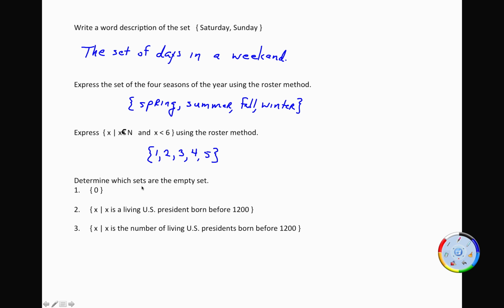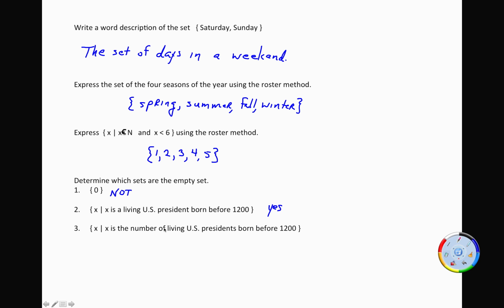Determine which sets are the empty set. This is not an empty set, right? Not the empty set, because it has an element in it. The set of all x, such that x is a living U.S. president born before 1200. Well, if they're still alive, I'm going to say that they cannot have been born before 1200. So this is the empty set.